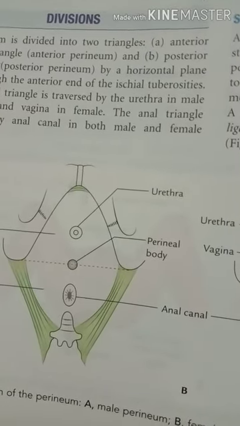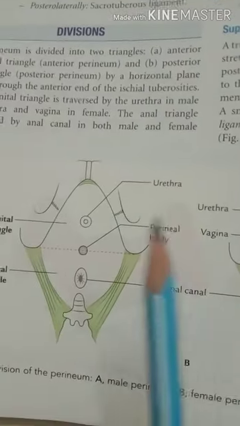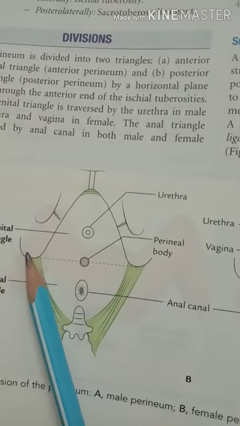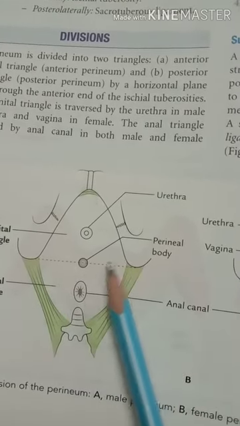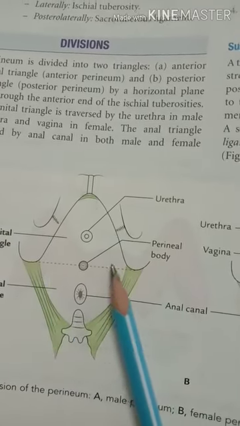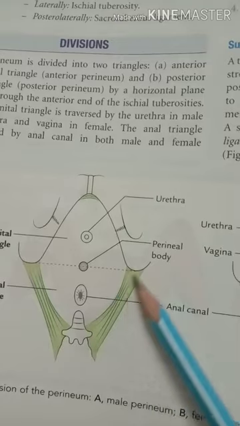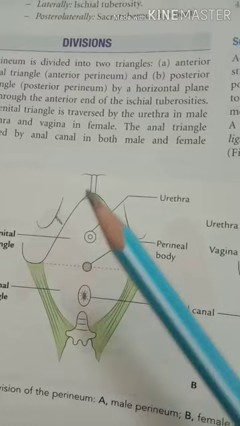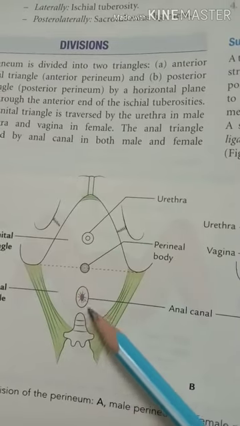Then the division of the perineum. The perineum is divided into two parts by drawing a transverse line here, which joins the anterior part of the ischial tuberosities. Both sides have the ischial tuberosity, and from these you draw that imaginary line to the anterior part of the ischial tuberosity. So this quadrangular space is divided into two triangular areas. The anterior part is called the urogenital region, and the posterior region is called the anal region.